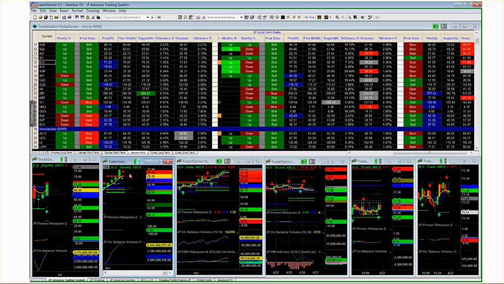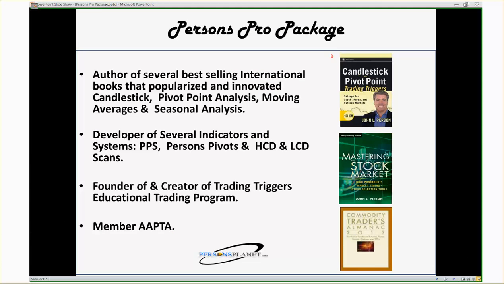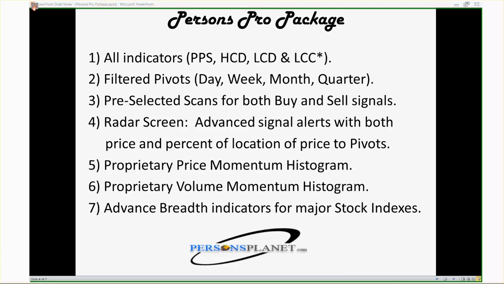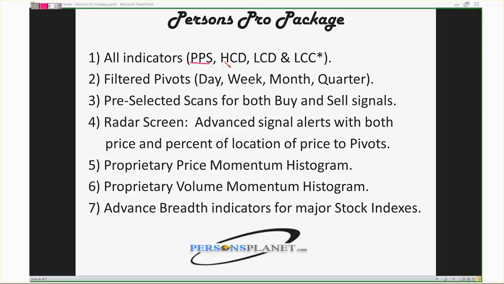So what we've put together in TradeStation, when people say, John, what the heck is this? It's a lot of information. Well, a lot of the information is something that I've created over 30 years of trading, 35 years now. All the indicators that we have, we've put together: what PPS is, high closed doji, a low closed doji, and that last conditional change I just described to you. We have filtered pivots, daily, weekly, monthly, quarterly. That is pretty cool, quarterly.